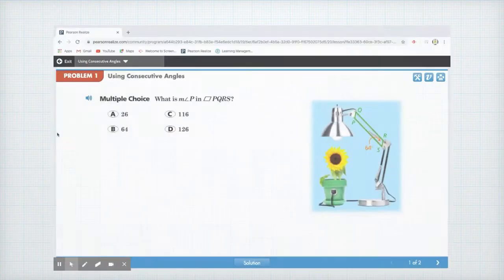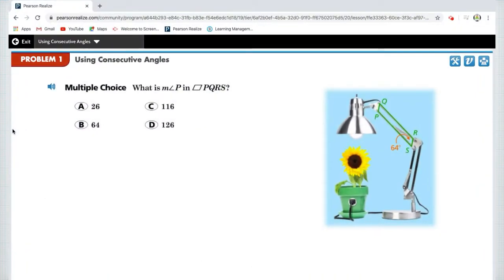So let's discuss problem 1 on page 360. In this problem, you will use consecutive angles. What is the degree measure of angle P in parallelogram PQRS? Your choices are A, 26, B, 64, C, 116, and D, 126.